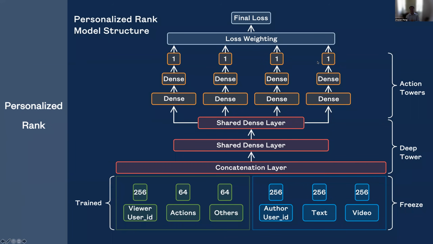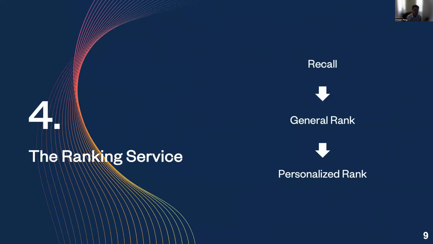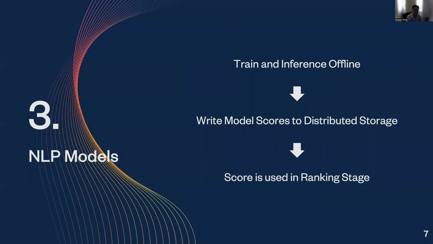And finally, after the loss weighting, we have the final loss, and the comments will be ranked based on the final loss. And then finally, it will return to the user. So let's get back to the layered architecture.